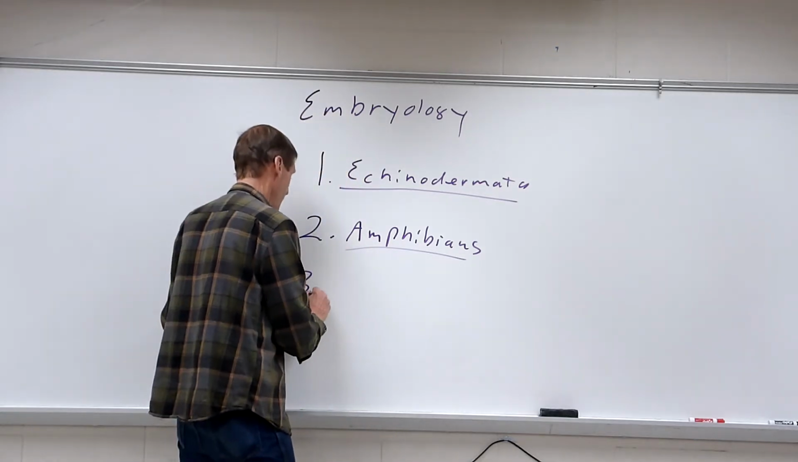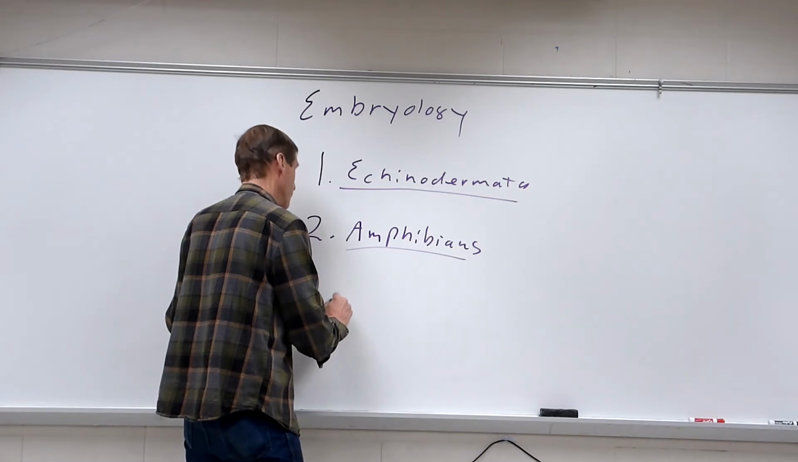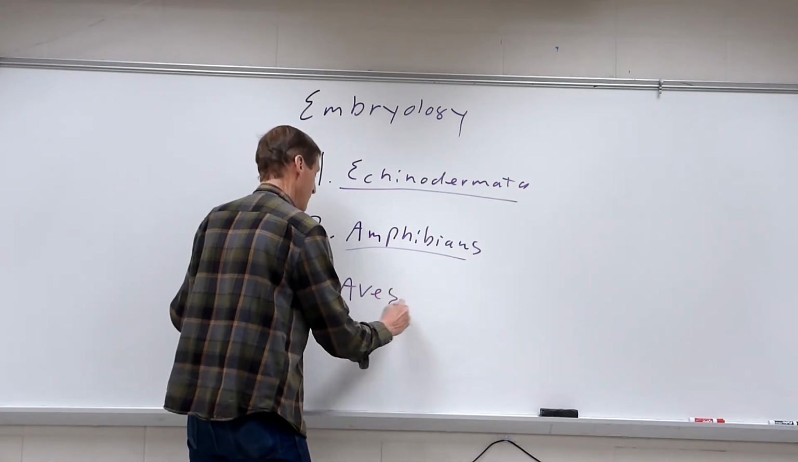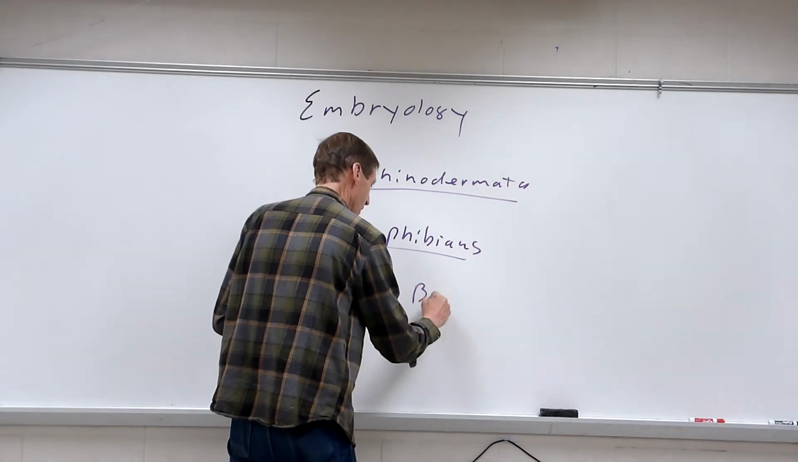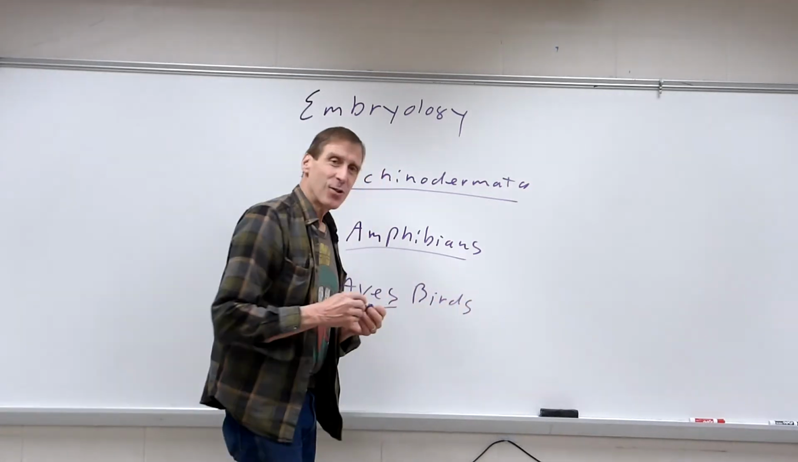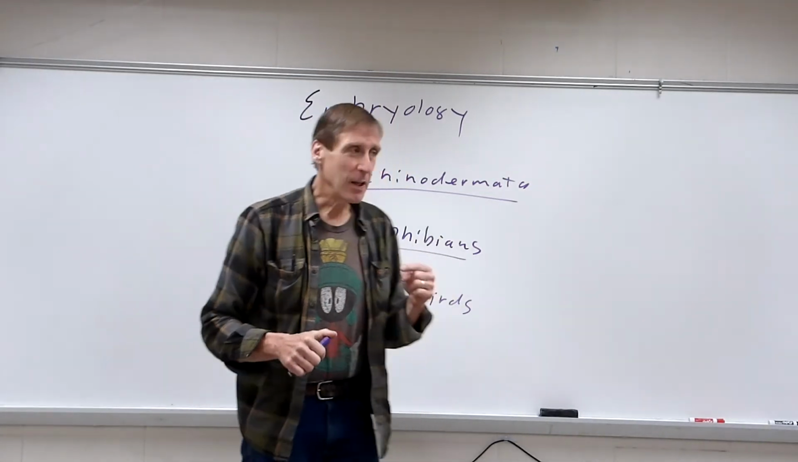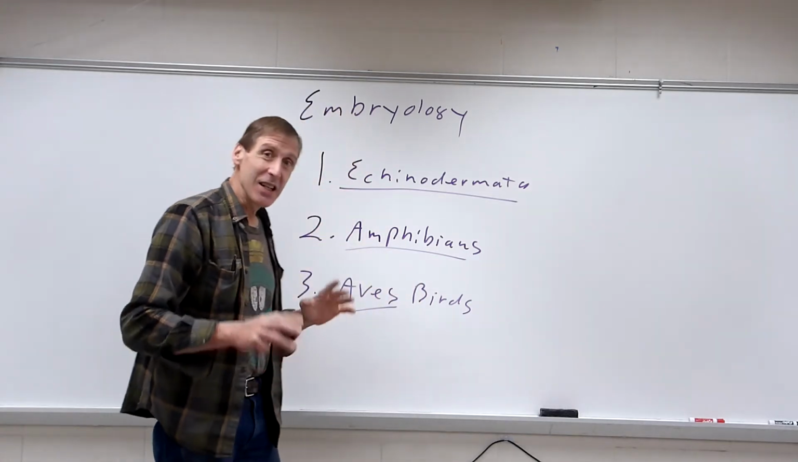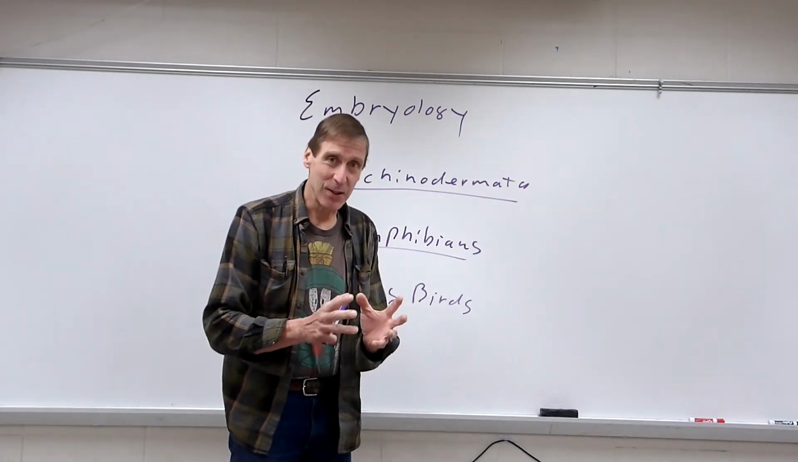And the third group we'll look at is animals that lay shelled eggs, which are birds. Now, these are kind of classic examples for development, in part because with all 3 of these, it's really easy to get the eggs and study them in the lab.